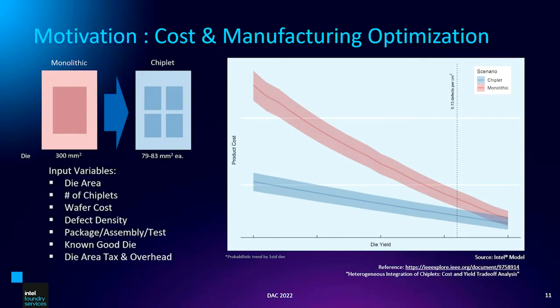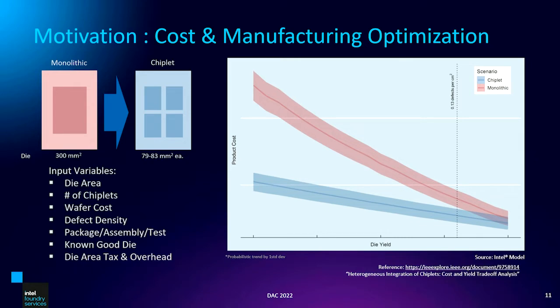Our motivation is, we have many, but one is the cost of manufacturing optimization. So this graph represents going from a large 300 millimeter squared monolithic die to a 4 chiplet die. Now, there's a lot of assumptions that go into this model. What this graph basically says is if you look at the product cost, which is the y-axis, versus the yield or defect density, as your yield improves, as you go towards the right, your defect density gets better and better, it's better to be monolithic.